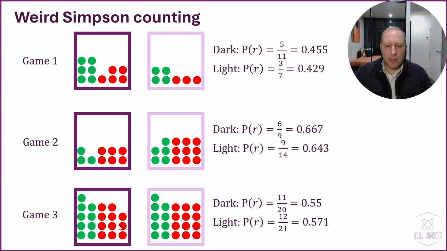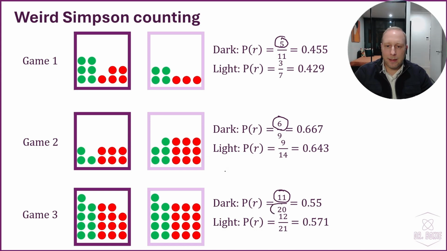If you actually look at the numbers, the numerator in the fraction that tells you the probability of winning if you have the dark box, the 11 here, where does this 11 come from? Well, the 11 is the sum of the 5 from the first game and the 6 from the second game. So the number of red balls in the dark boxes for game 1 and game 2. Adding those two up gives me 11.